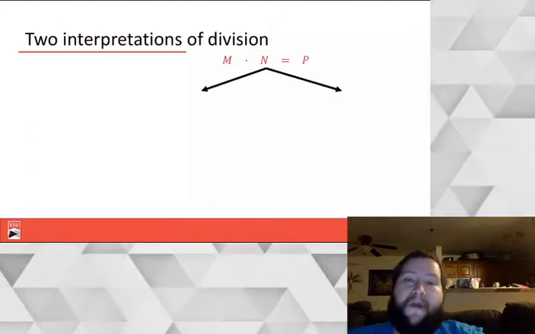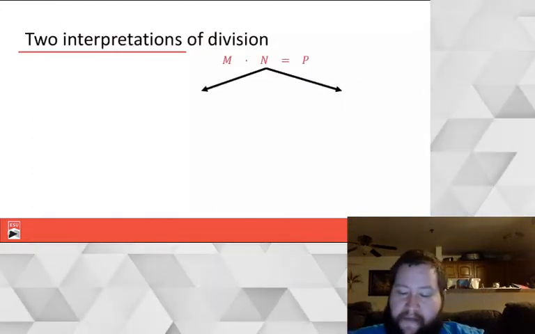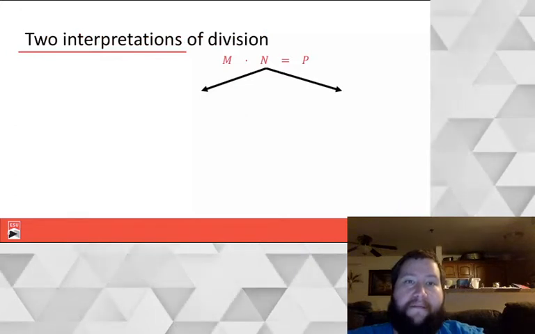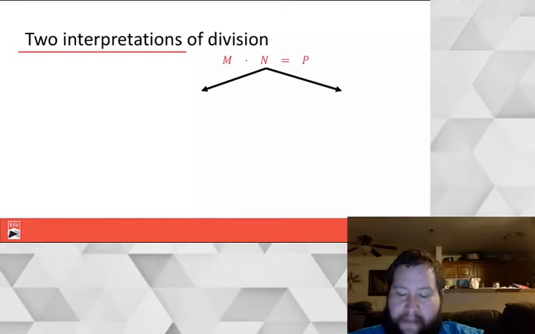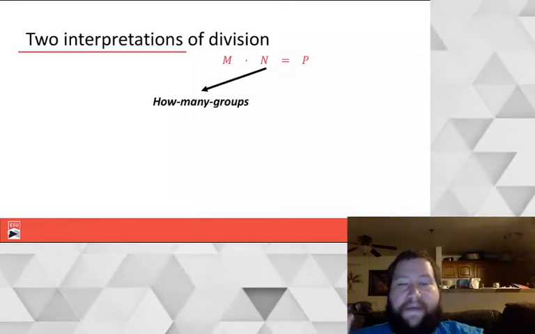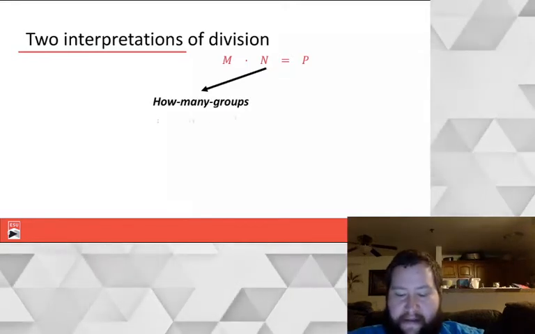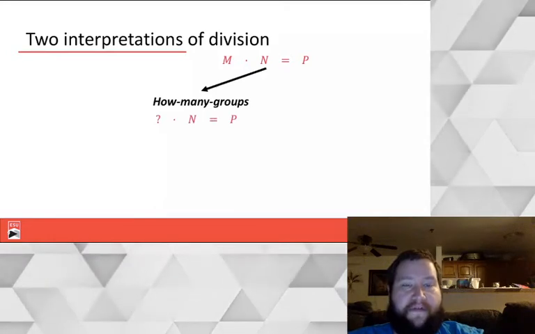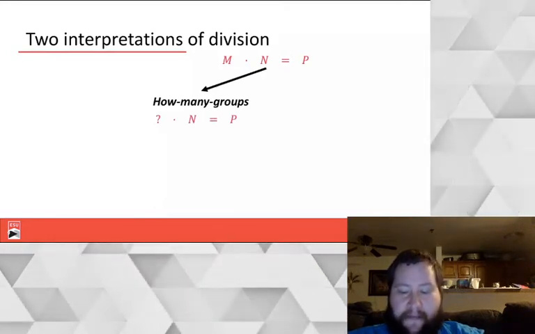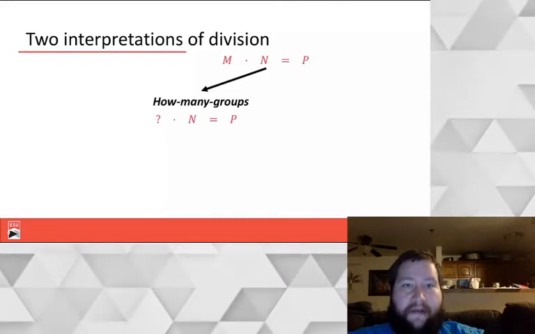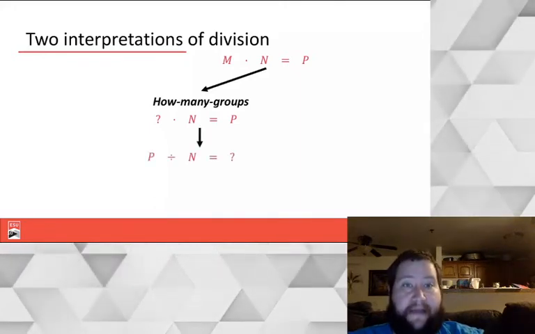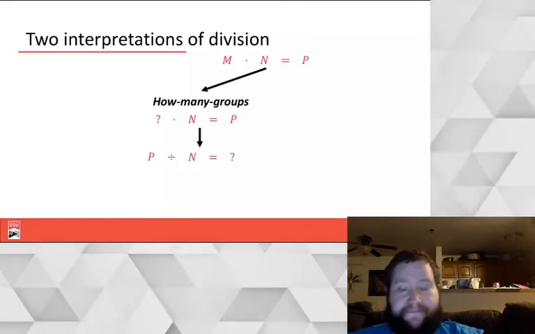So our friend from last time, we have our m times n equals p, our meaning for multiplication. And we kind of have 2 ways we can think about this. We had how many groups division: some number of groups times the size of each group will give us a product, which is what we write as p divided by n equals who knows.